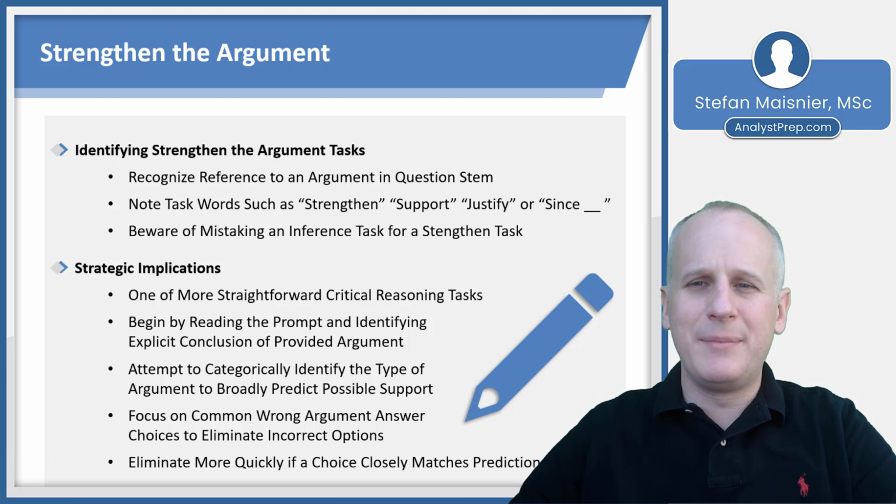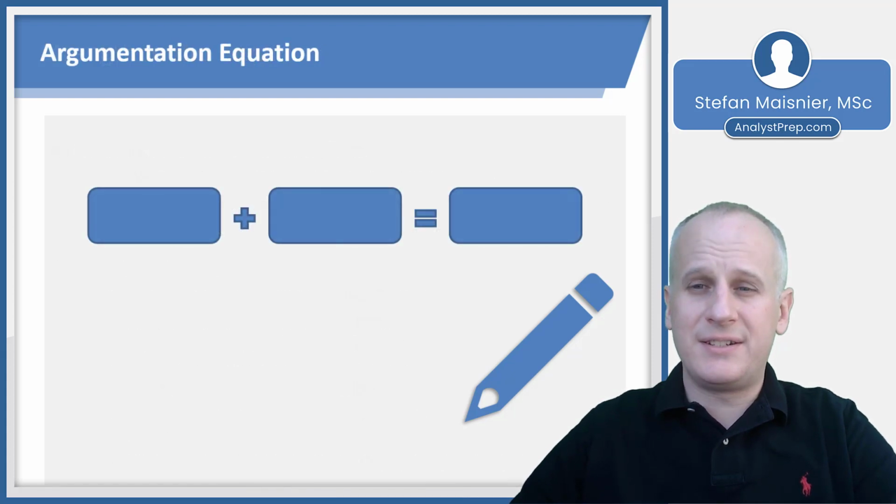And you can eliminate more quickly if you have a good prediction and one of the answer choices matches that prediction. So that's the entire purpose of this lesson, is to expedite your evaluation of strength in the argument tasks by recognizing some of those common argument structures and knowing how, just abstractly, you would broadly strengthen that type of argument. So let's revisit the argumentation equation first.